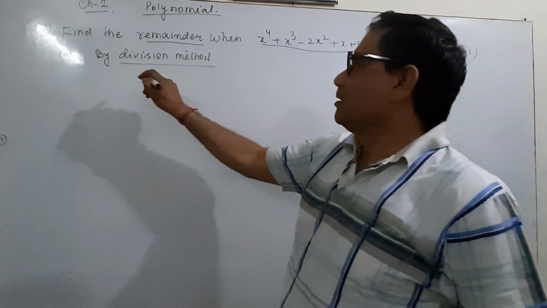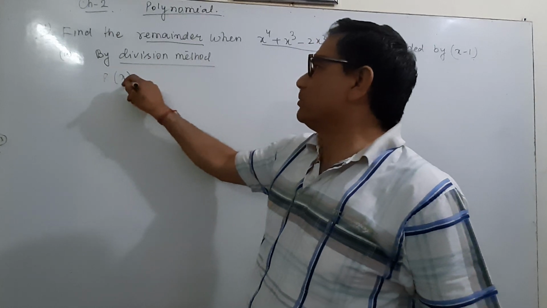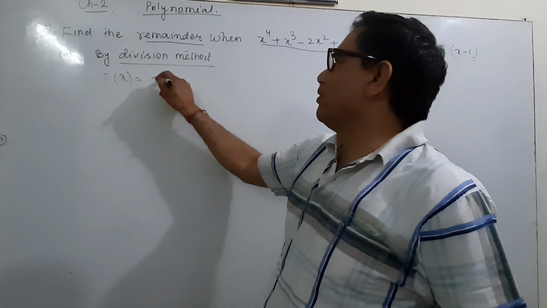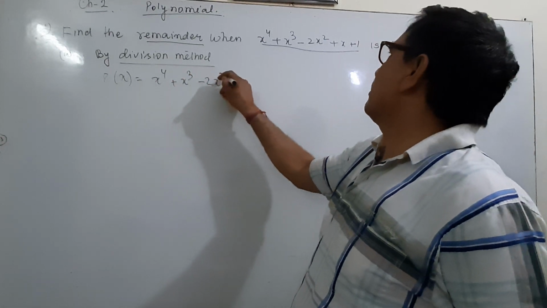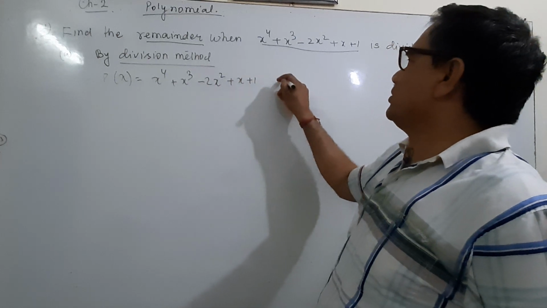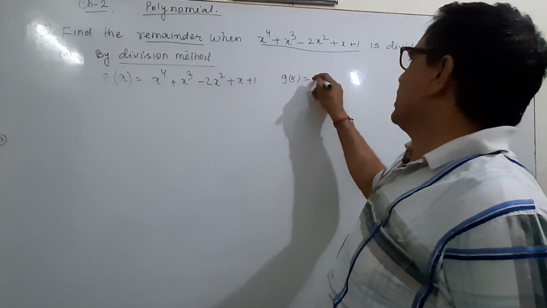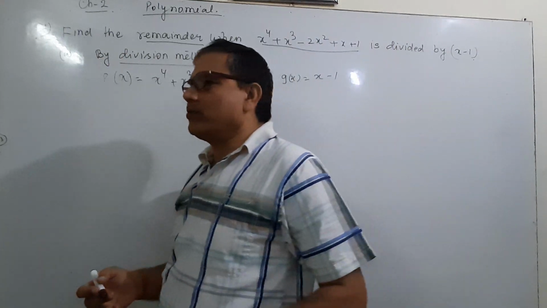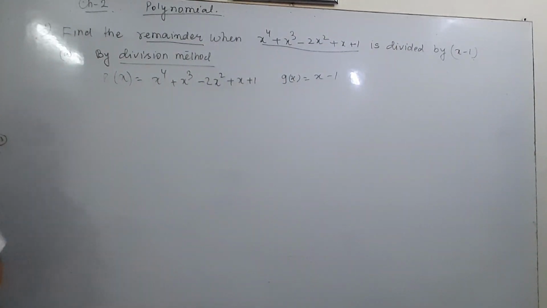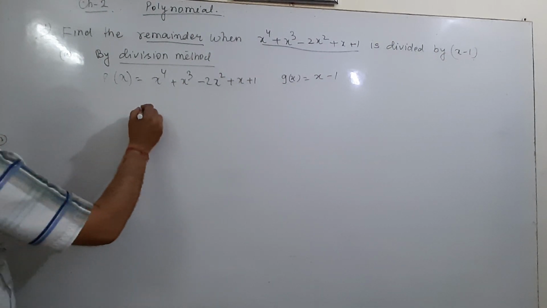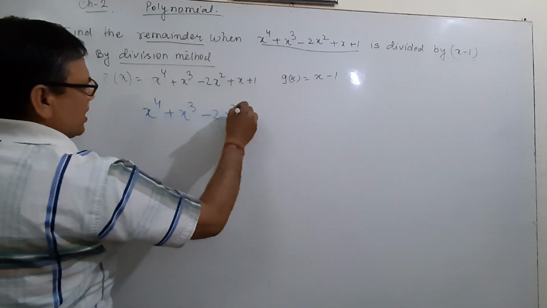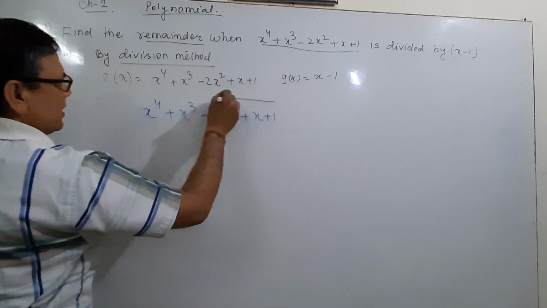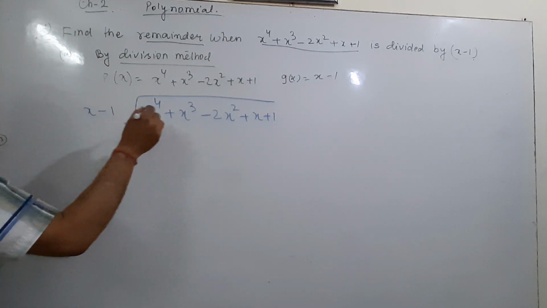First, how can we find the remainder? It is your p(x). What is p(x)? p(x) is equal to x to the power 4 plus x to the power 3 minus 2x square plus x plus 1, and this is your g(x), which is x minus 1. We have to divide p(x) by g(x). How do we divide? Please be careful. First, x to the power 4 plus x cube minus 2x square plus x plus 1 divided by x minus 1.